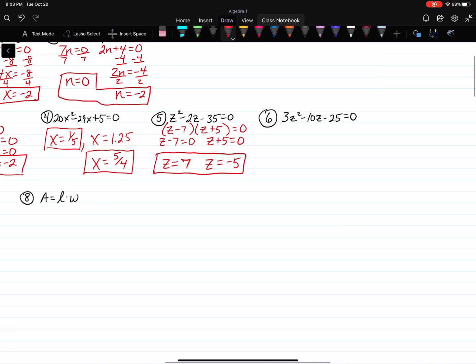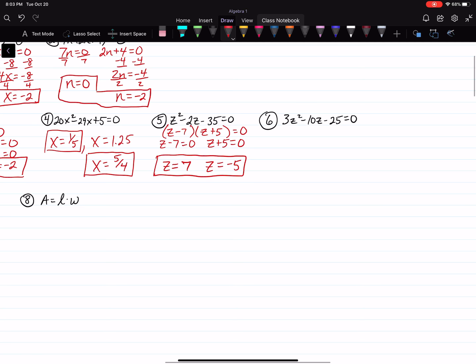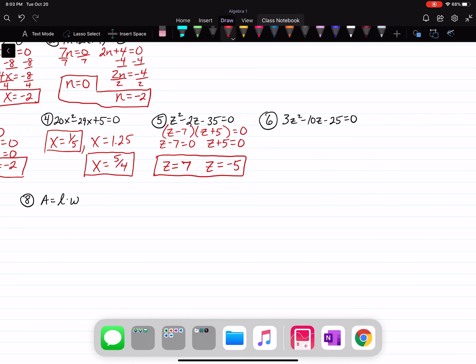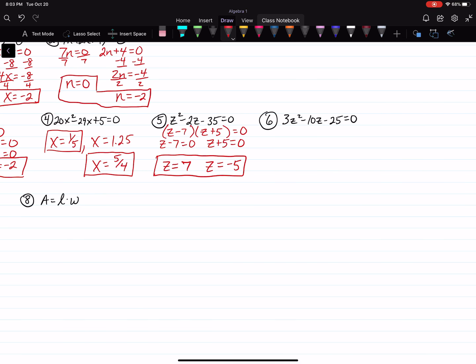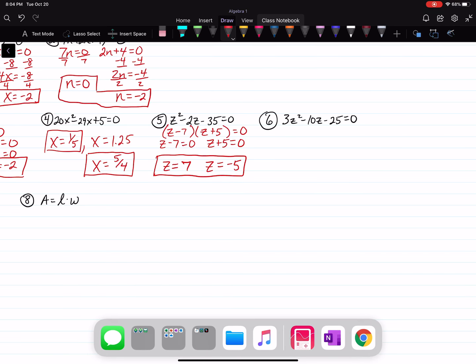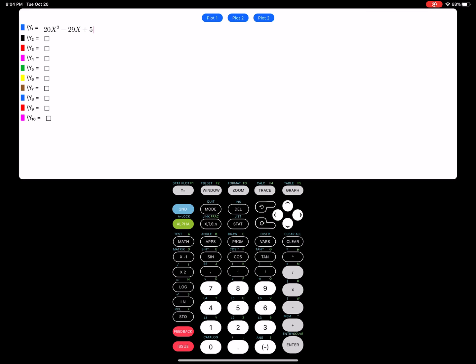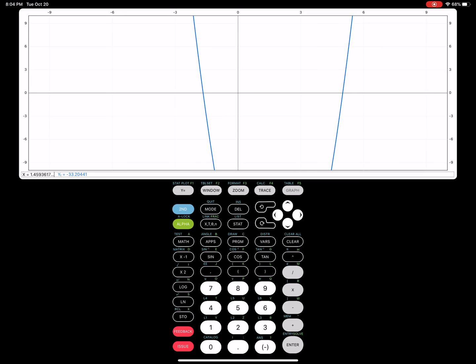Okay. Number 6, again, if I wanted to factor, I could. It would require borrowing or grouping, depending on if you're a borrower or a grouper. But when it's like this, I think I'm just going to use my calculator one more time. Saves a little time. So this time, let's see here, 3, -10, and -25. So go to y equals. We have 3x squared minus 10x minus 25. Oops. Let's try this again. There we go. Hit graph.